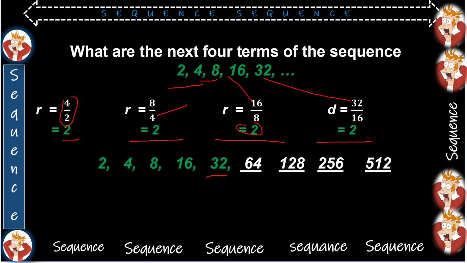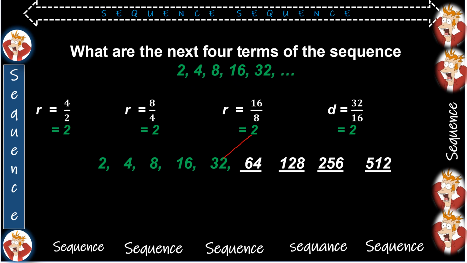So that's 32 times 2, that is equals to 64. And 64 times 2, that's equals to 128. And 128 times 2, that's equals to 256. And 256 times 2, that's equals to 512. And therefore, the next four terms ay 64, 128, 256, and 512.